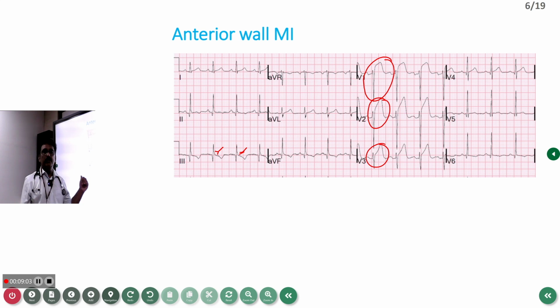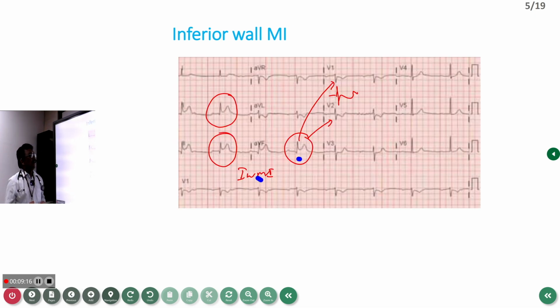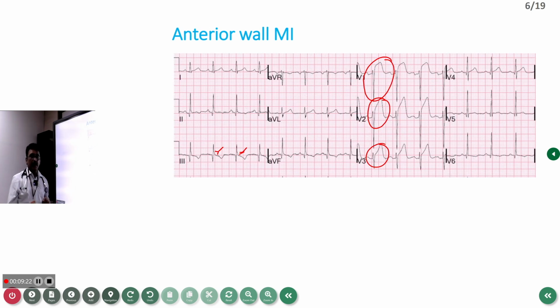It's not actually due to ischemia. It's a reciprocal change, because of acute anterior myocardial infarction. So what we have seen in the previous slide is acute myocardial infarction in the inferior leads. What you are seeing in the current slide is acute myocardial infarction in the anterior leads.